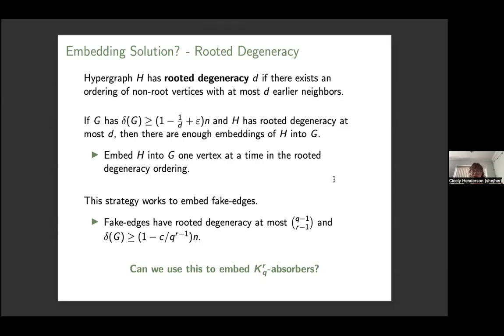And in fact, the strategy works to embed fake edges, the first type of gadget we wanted to embed. Fake edges have rooted degeneracy at most (Q-1 choose R-1). That works with the minimum degree condition we have. Excellent, we're done. What about embedding private K_Q^R absorbers? That was the second category of gadgets we wanted to embed.